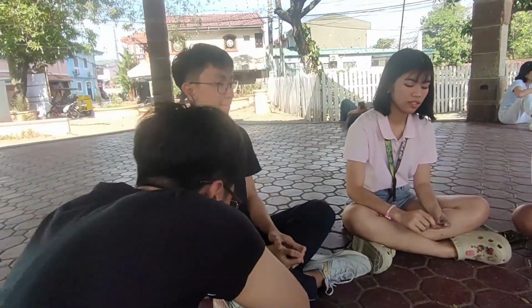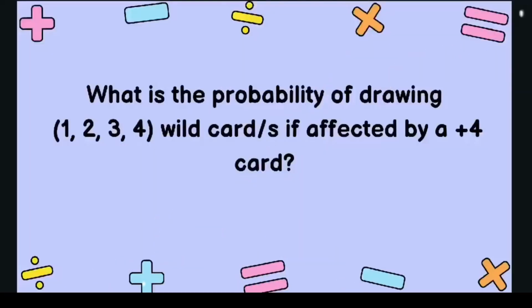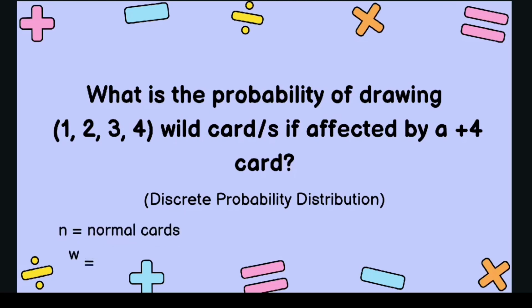So our scenario would be what is the probability of drawing a number of wild cards if affected by a plus 4 card by using the discrete probability distribution? So first, we have to identify what we will use for our sample spaces, and in this case, it would be N is normal cards and W is wild cards.